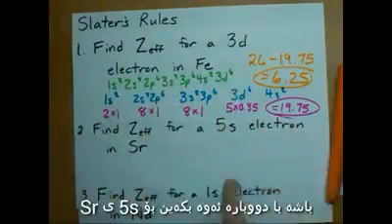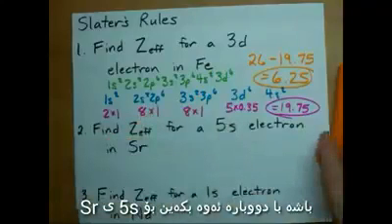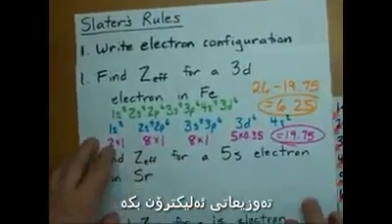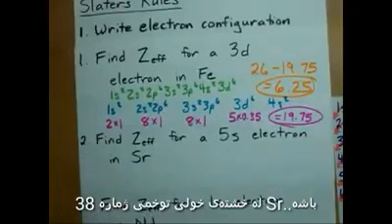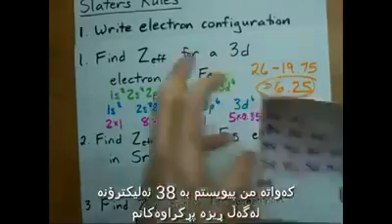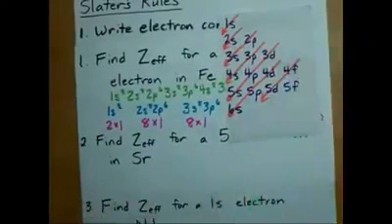Okay, let's do this again for a 5s in strontium. Step 1, write an electron configuration. Well, strontium is element number, got my periodic table, strontium is element number 38. So I need 38 electrons, and I need my order of filling.